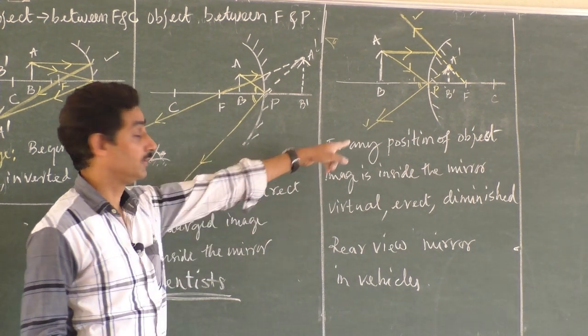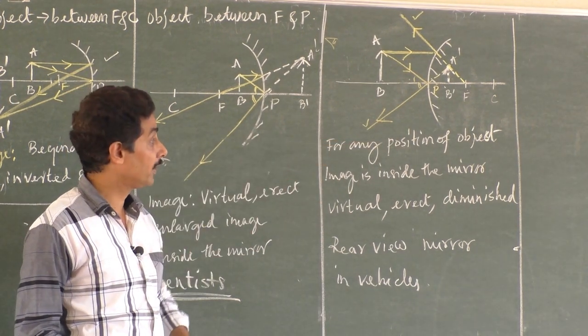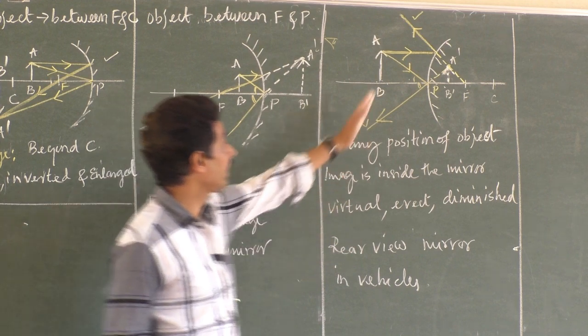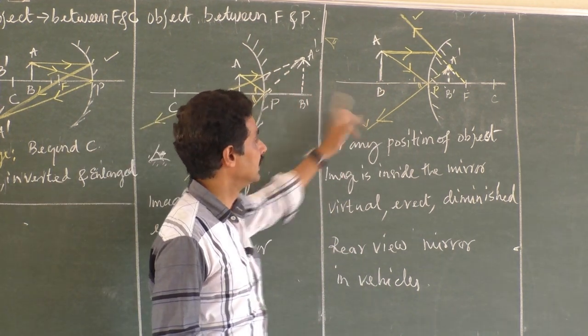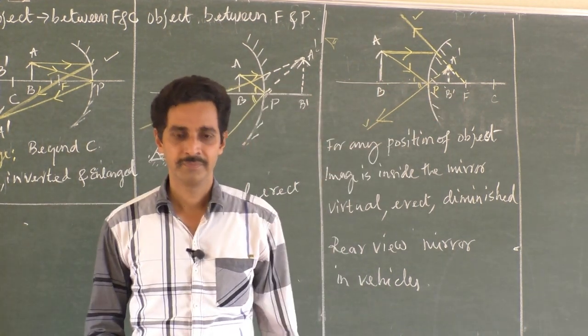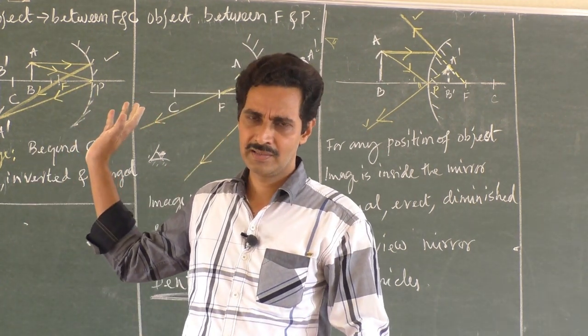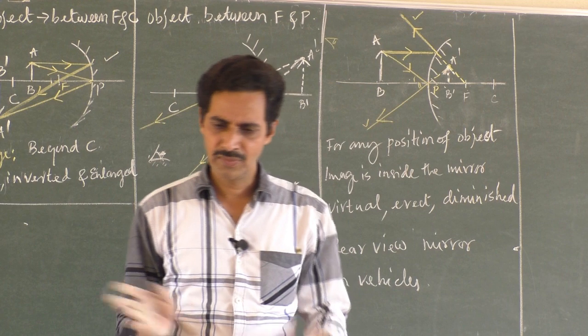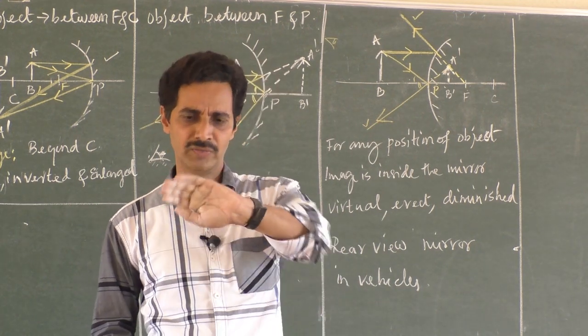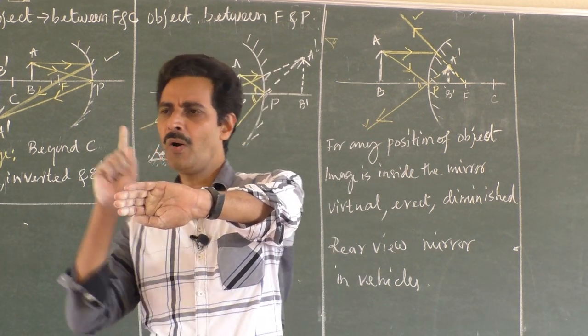So in order to avoid it, we use a convex mirror. Sir, what is the advantage of a convex mirror? Wherever the object is, we get the image inside the mirror. It is always formed. Whether the bus is coming from a very long distance behind you or is very close, the image is formed inside the convex mirror. You may be able to identify all the objects.